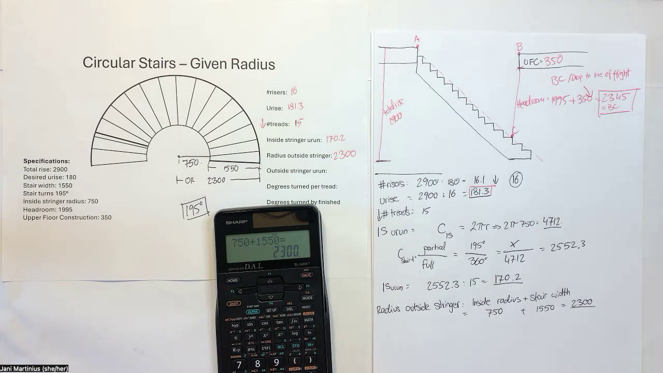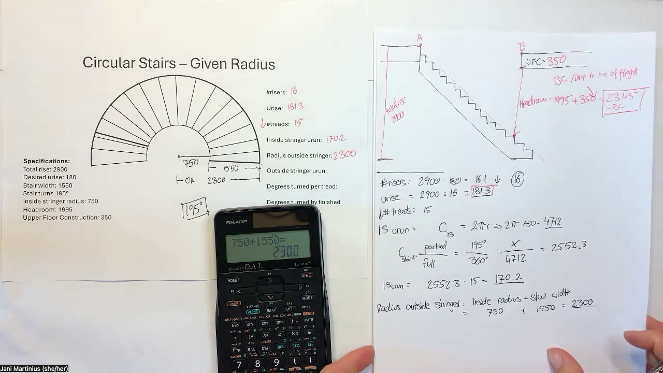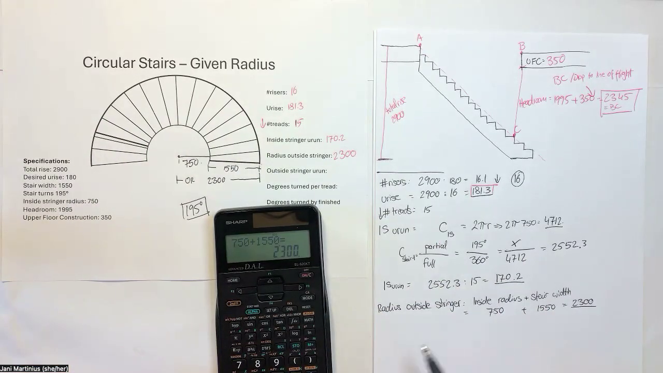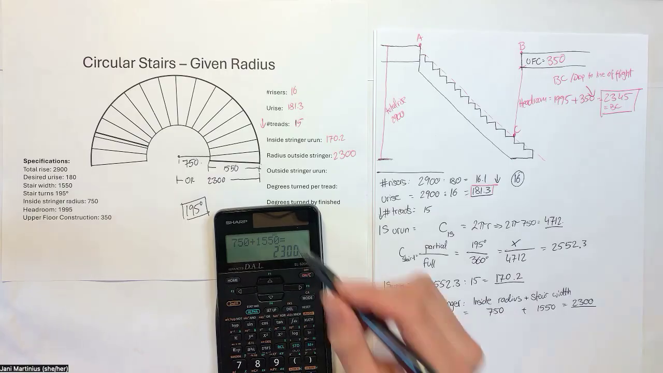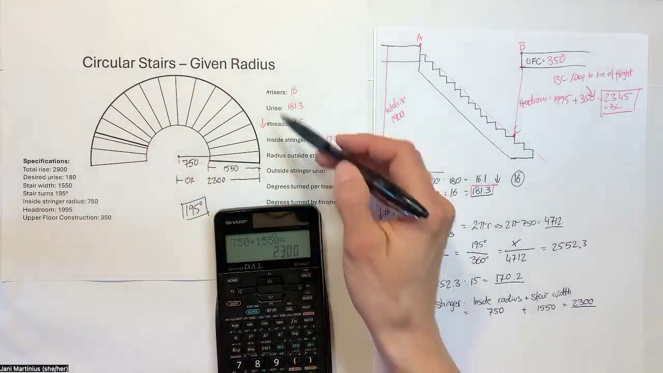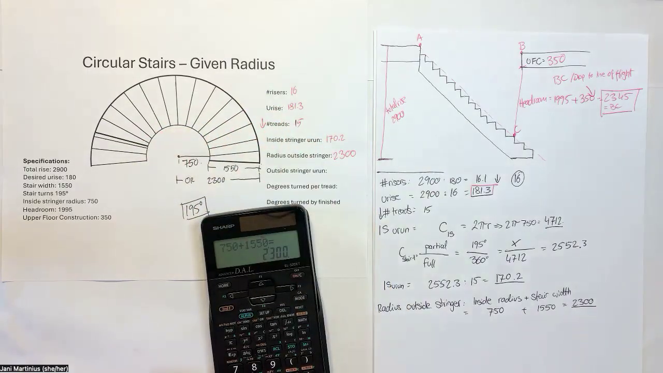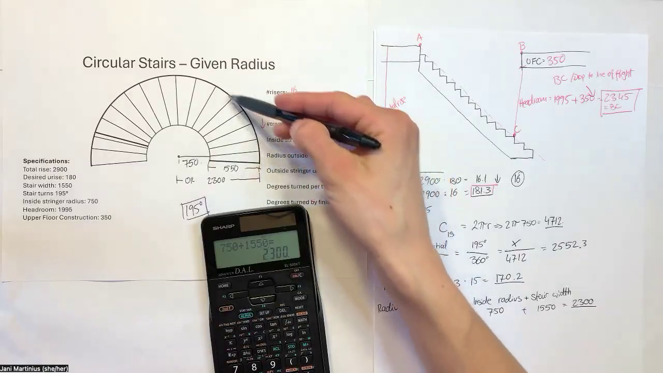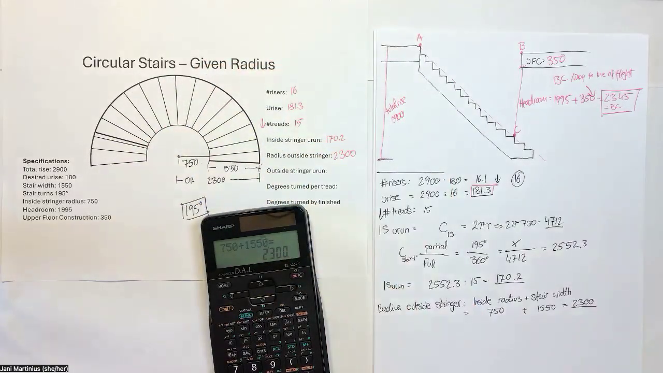Next, we want to find out the outside stringer unit run. So basically, we're redoing this entire bit here. We're going to figure out the circumference of the entire circle on the outside, and then do ratio and proportion to find the length of the arc that our stair runs. And then from there, we can figure out the unit run by dividing it by the number of treads that we have.